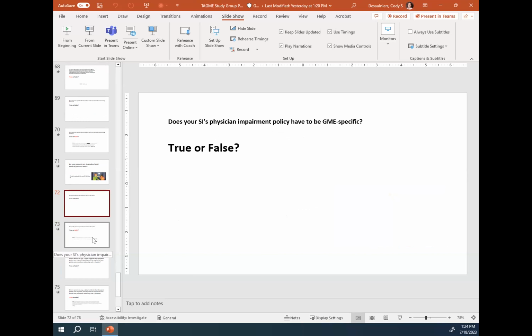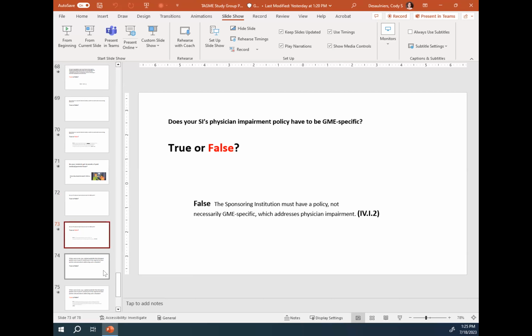False. It can be anything, either GME specific or the institutional or school policies. It's false. The sponsoring institution must have a policy, not necessarily GME specific, which addresses physician impairment. That's interesting.